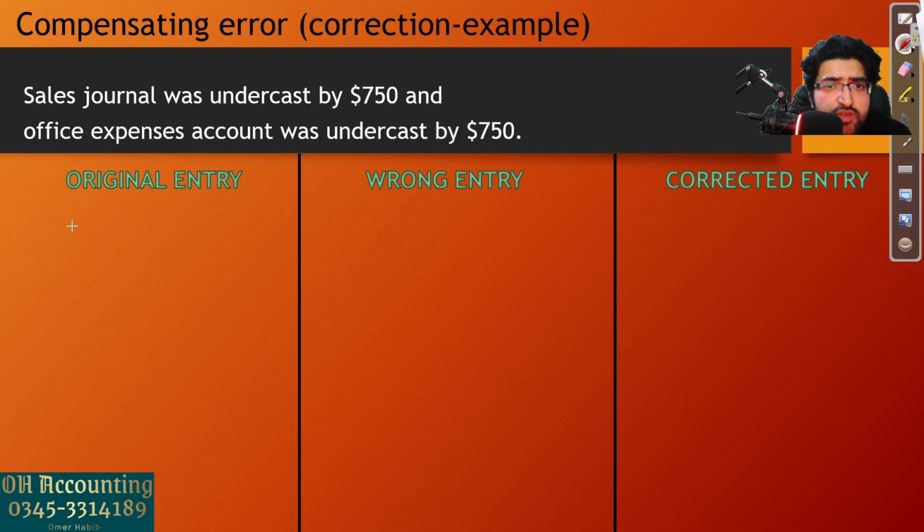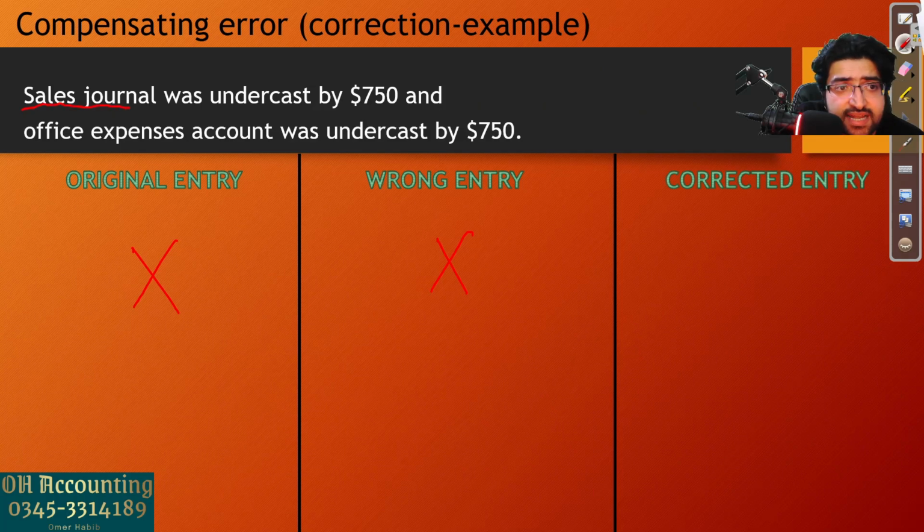Okay, moving on to the example of a compensating error. See, this error is very easy to correct. You don't have to make the original entry. You don't have to make the wrong entry. You can simply make the corrected entry. Why? Because it's very clear.